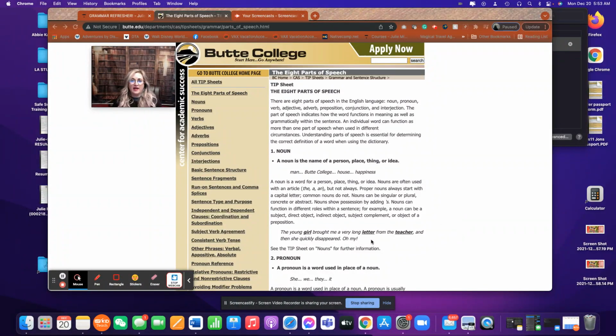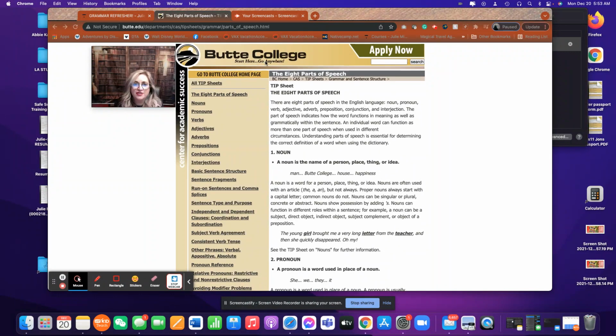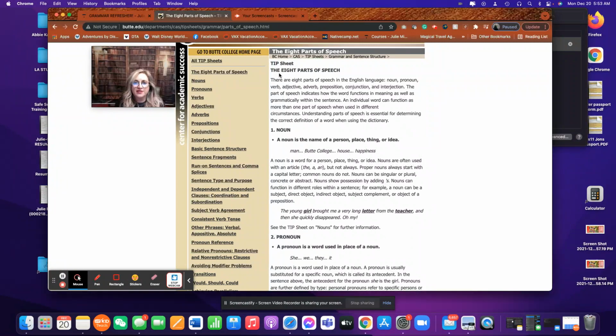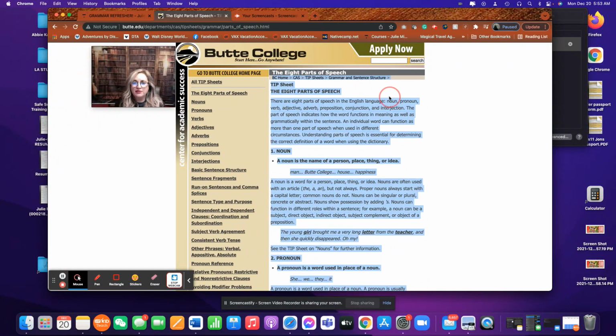Okay, here we have a source I'm going to use from Butte College. I just chose this one because it does a good job talking about, with this tip sheet, 8 parts of speech. So let's take a look at this. What are the 8 parts of speech that we're going to focus on? Okay, and you should know this, but I'm going to go over this with you just briefly.